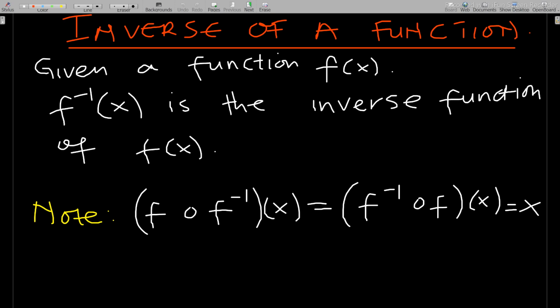Okay, let's start. Inverse of a function. Given a function, let's say f of x, then f inverse of x is written as this. This is the inverse function of f of x. One thing you should note is that f of f inverse of x is the same as f inverse of f of x, and is equal to x. Once you are able to find your inverse, you can verify this.